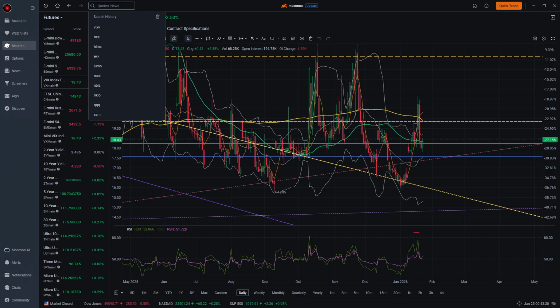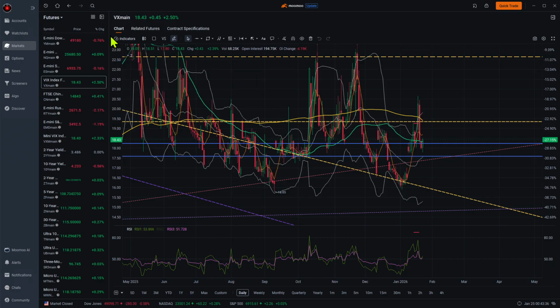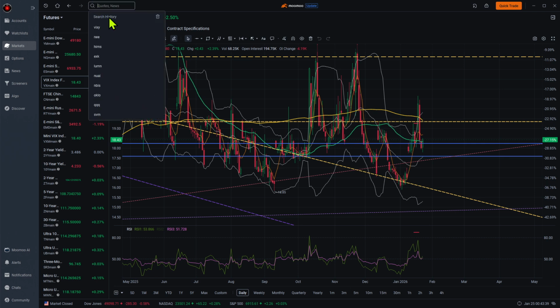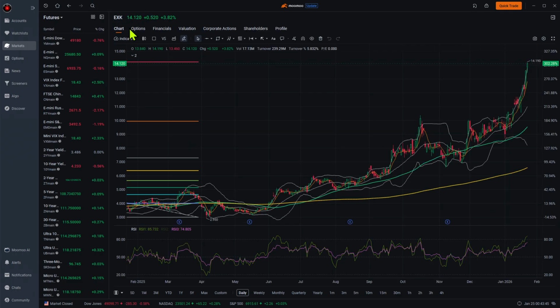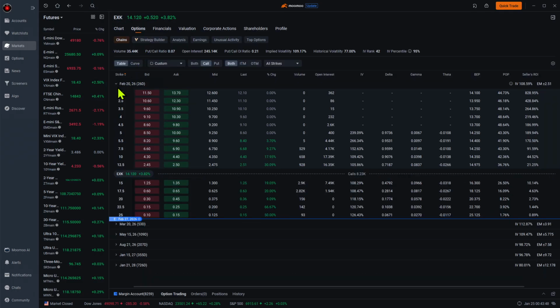Do I have leap calls on EXK? You don't want to know what I have on EXK because it's silly. I have these 4 and 15 calls. The 15s are sold. The 4s are bought. And they are free. I didn't pay a dime for them.